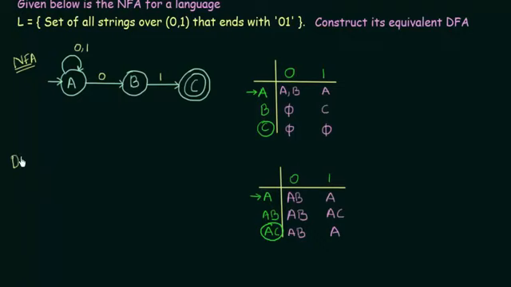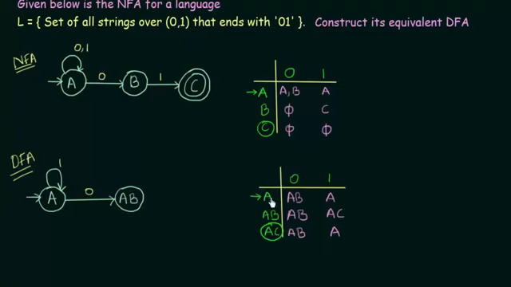Now we will try to design the transition diagram for the DFA. We start with the starting state, state A. A is my starting state or initial state, and A on getting input 0, where does it go? It goes to AB on getting input 0. And A on getting input 1, where does it go? It goes to A itself on getting input 1.